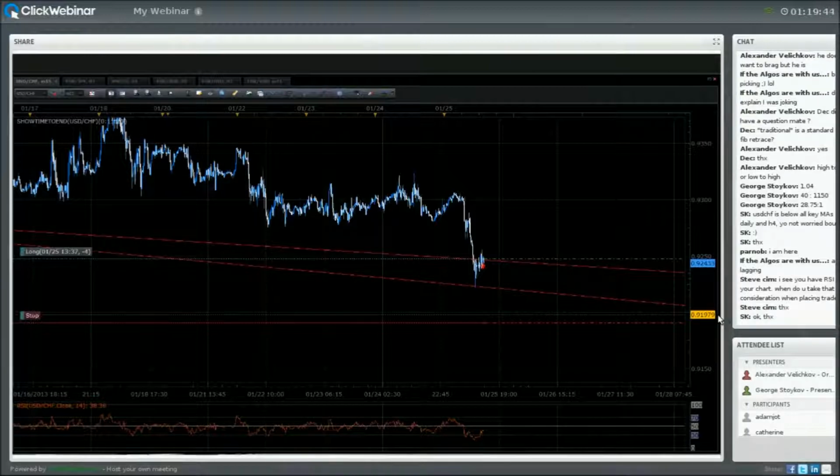For example, Alexander never looks at RSI. Well, I just like to draw trend lines on RSI, especially on the daily and the weekly time frame. They can be, let's say, particularly good.